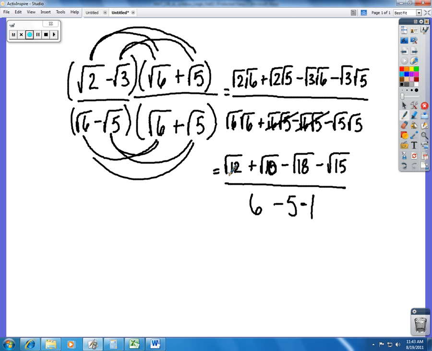Therefore, our answer is really just the stuff in the numerator here. But the question now is, can anything in the numerator be broken down a little further? In other words, are there any perfect squares that divide into any of these numbers? So I'm going to give you a moment to think that over before I start.